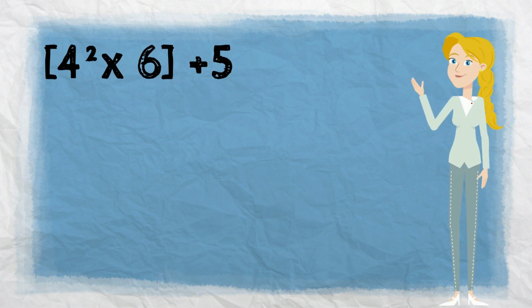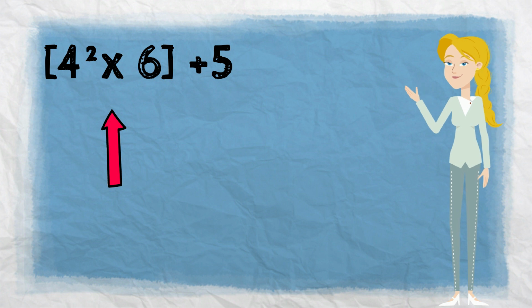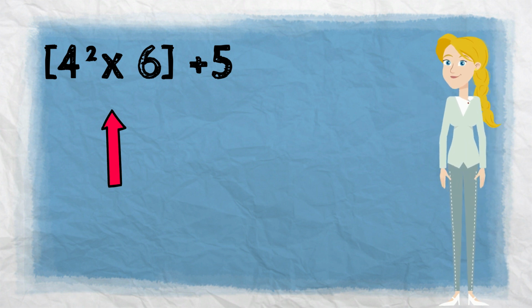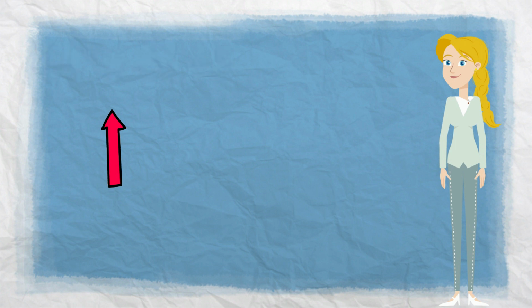Now it's time to look at another tricky problem. Look at this one. Now, what do we need to do in this situation? How can we do the brackets first when an exponent is inside? The answer is that you always need to take care of the brackets, and you can do any operation in it to simplify it.